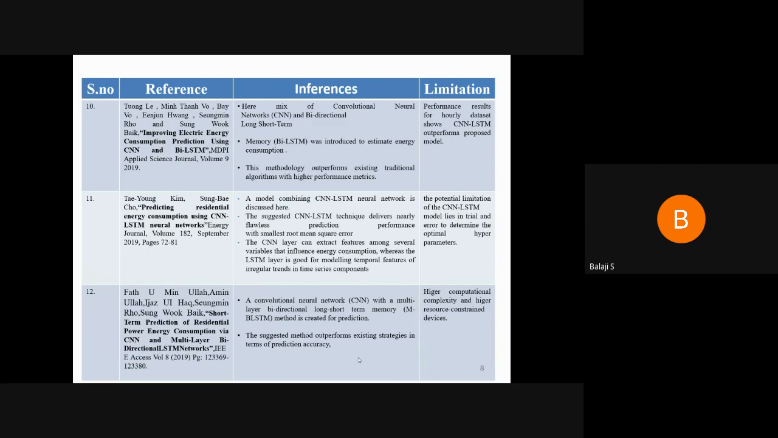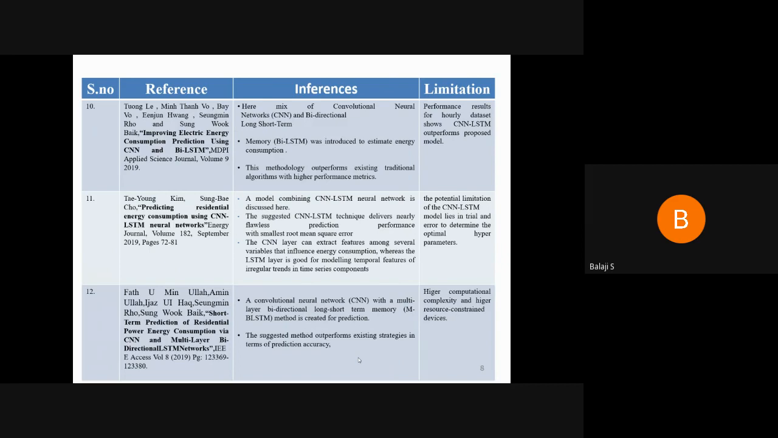In reference 10, Tongley et al. proposed a CNN with a bi-directional LSTM, and this methodology outperformed the traditional algorithms. Its limitation is that the results are shown for the hourly data set alone, for which the performance was proposed.